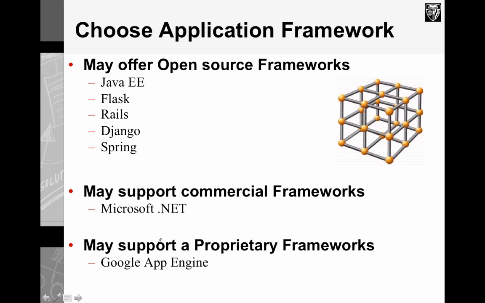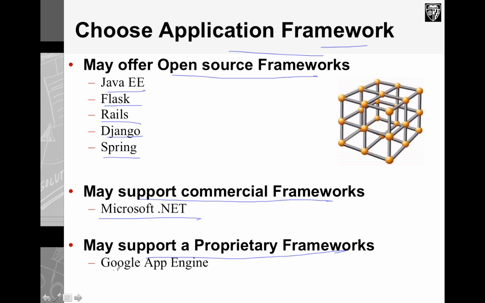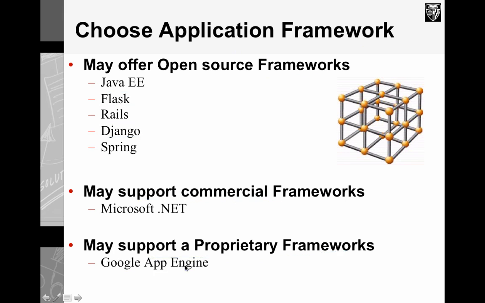You may want to choose one of various application server frameworks. An application server vendor may offer open source frameworks like Java EE, Flask, Rails, Django, Spring frameworks. They may support commercial frameworks like Microsoft .NET. They may support a proprietary framework like the Google App Engine. And you should be able to choose one of these different frameworks.